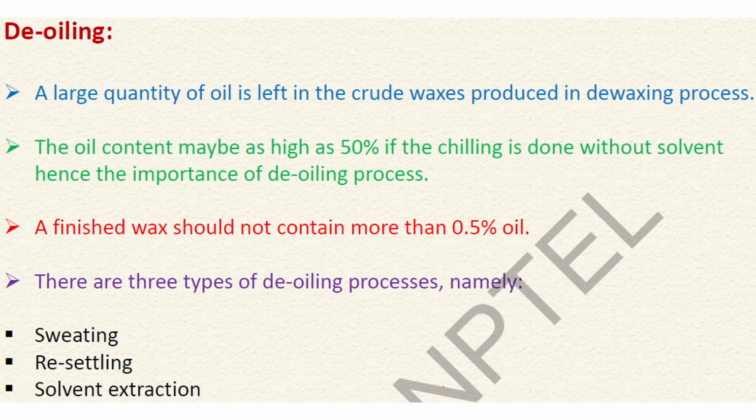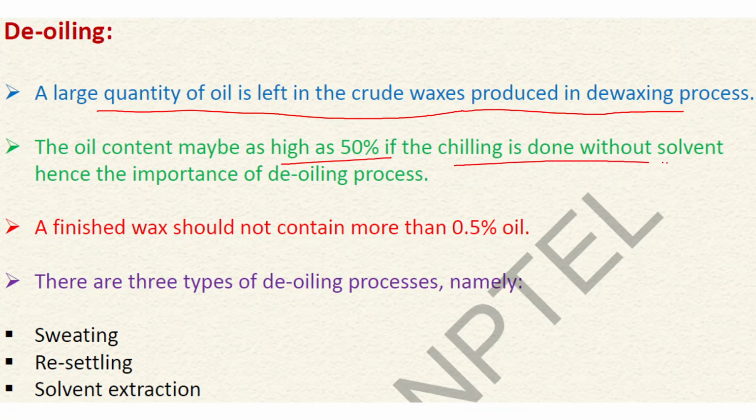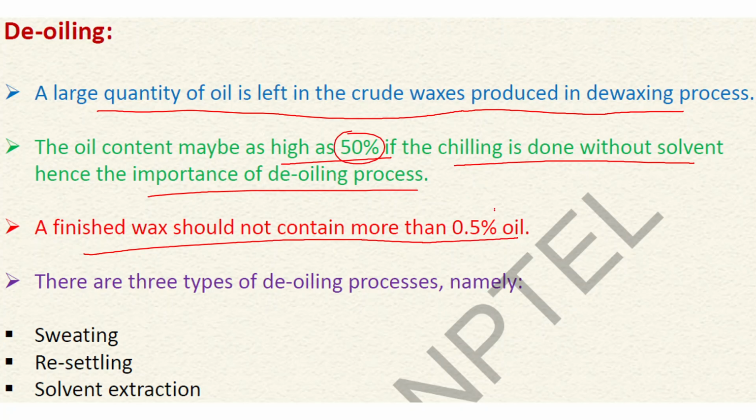Coming on to the de-oiling procedure. During the dewaxing, the wax that we get out after dewaxing always has some amount of trapped oil present. So a large quantity of oil is left in the crude waxes produced in the dewaxing process. If we use the simplest procedure, simply freezing the crude oil, then the oil content trapped in the wax may rise as high as 50%, if chilling is done without solvent. Hence the importance of the de-oiling procedure. The finished wax should not contain more than 0.5% oil. So we need to decrease from 50% to 0.5%.